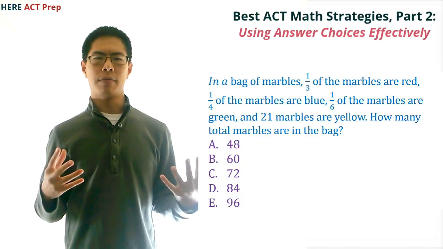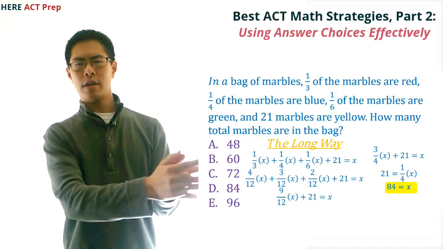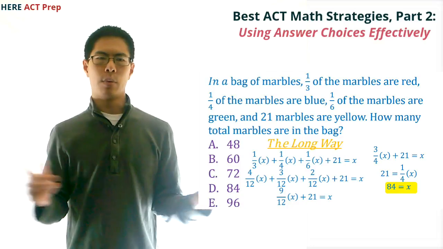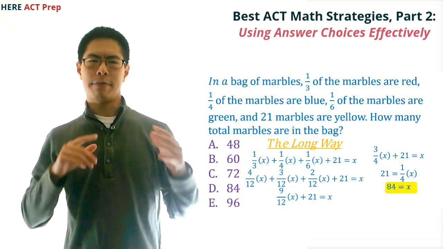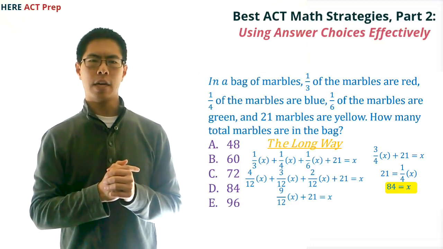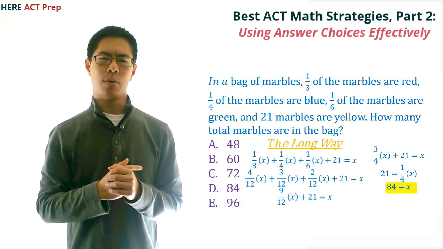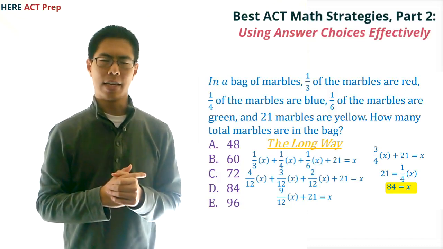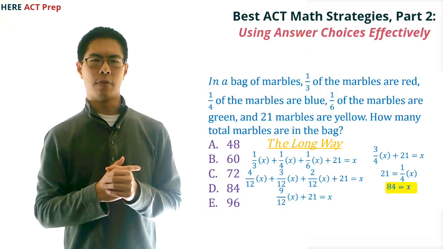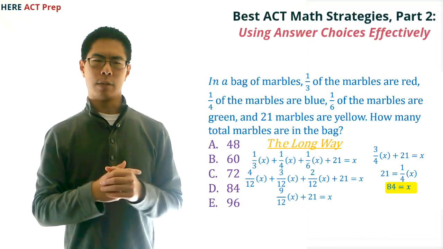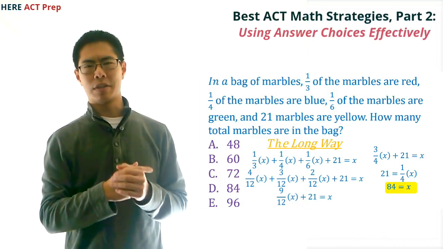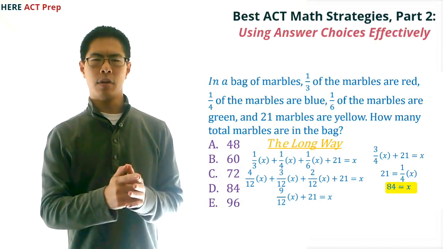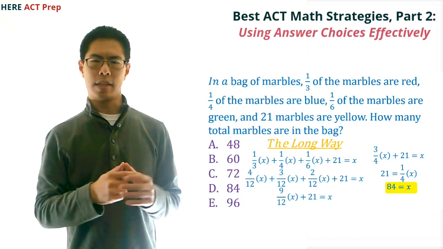If we had wanted to set up and solve an equation for this question, we would have done 1/3 x plus 1/4 x plus 1/6 x plus 21 equals x. Then we would have changed the fractions to common denominators to get 4 over 12 x plus 3 over 12 x plus 2 over 12 x plus 21 equals x. Then we would have combined the like terms to get 9 over 12 x plus 21 equals x, which simplifies to 3 over 4 x plus 21 equals x. Then we subtract 3 over 4 x from both sides to get 21 equals 1 over 4 x. And finally, we multiply both sides by 4 to get x equals 84, which is our answer, but that took a lot longer than just using the answer choices.